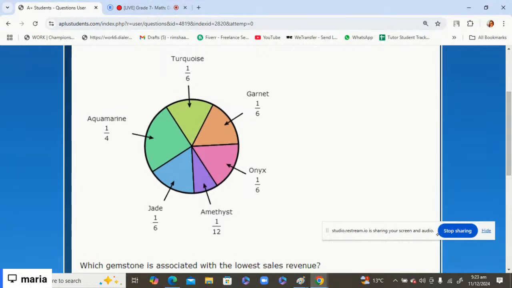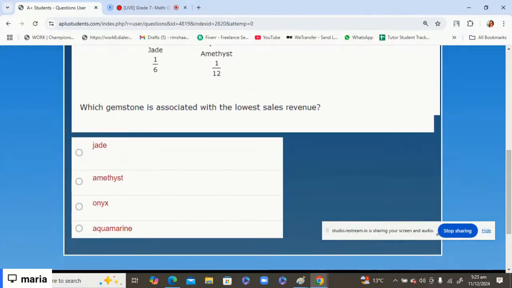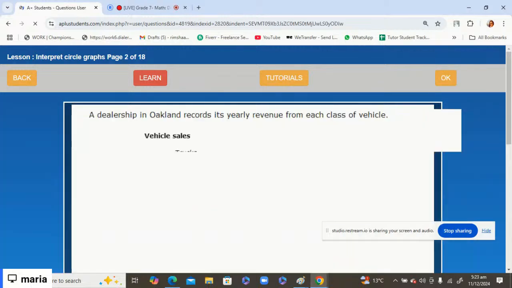This is 1 by 4, 1 by 6, 1 by 6. When you are going to divide all of it, these are greater. So the greater the denominator, the less the value as compared to the smaller denominator numbers. So that is amethyst. Let's go with it. This is the right answer.